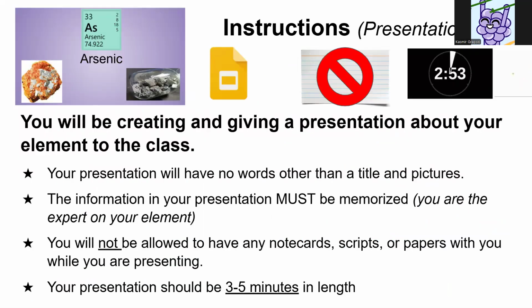Instructions. So at the end of this research project, you're going to be doing a presentation. So you will be creating and giving a presentation about your element to the class.